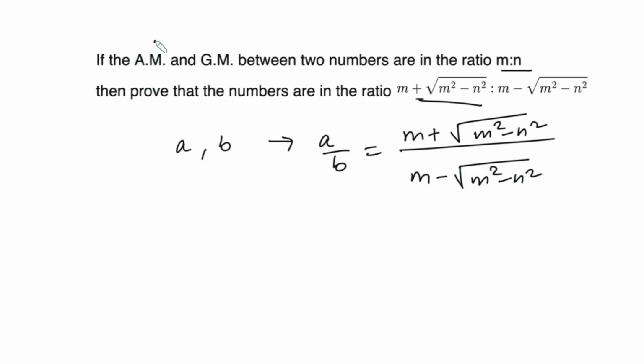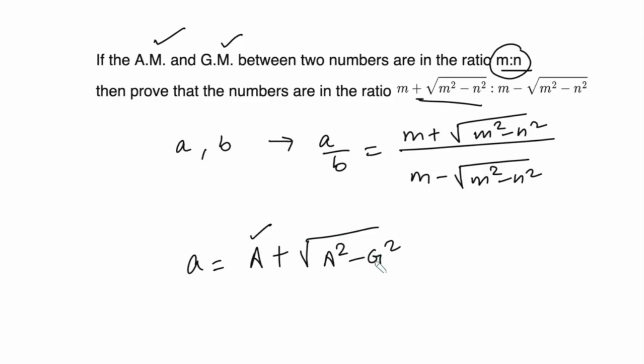And what is given is that the ratio of AM to GM is m over n. From the previous discussion, we know that a can be written as A plus square root A square minus G square, where capital A is the AM and G is the GM. And b can be written as A minus square root A square minus G square. And in this case, it is given that the ratio of A is to G is m is to n. For any value k, we can say that A is equal to m times k and G is equal to n times k.